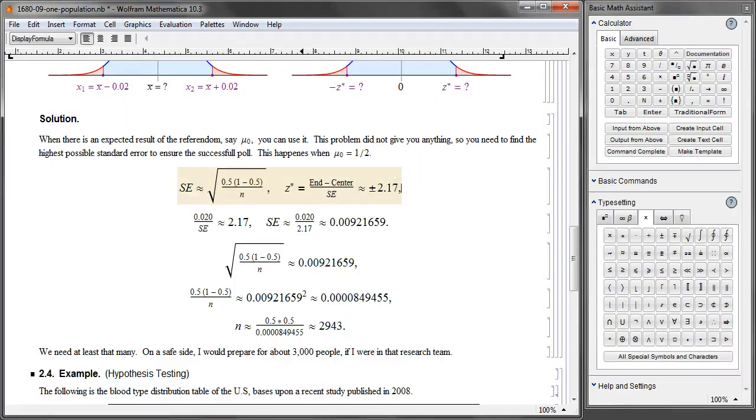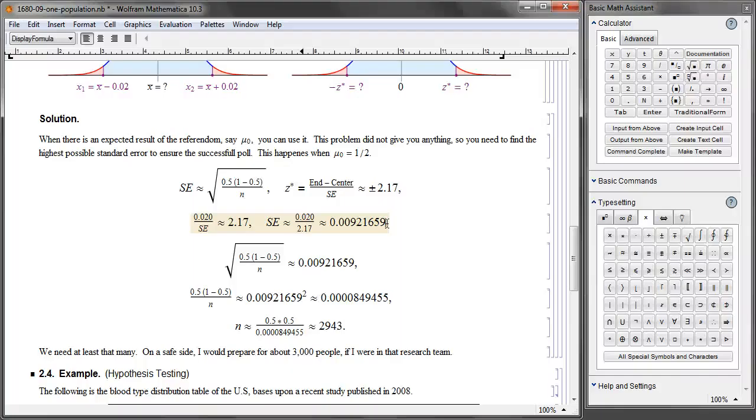X-bar minus center over standard error is plus or minus 2.17. Well, I'm going to leave this normal table to you. For 97% in the middle, 1.5% for the left-hand side and 1.5% for the right-hand side, if you look up, you're going to get plus or minus 2.17. But as we said early on, x-bar minus center is plus or minus 2%, 0.02. So canceling out the plus or minus, we end up with this equation without the plus-minus, and after this computation we get the standard error as something like this.